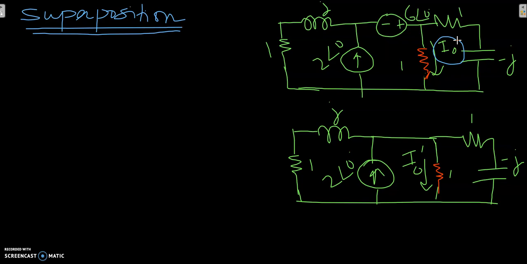So in one of the cases, I have to keep the current source and replace the voltage source by its internal impedance, which is basically zero. That means I have to short circuit it. In the other case, I have to replace this current source by open circuit. So that's the internal impedance of an ideal current source.